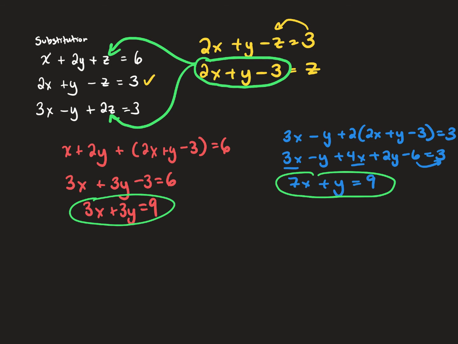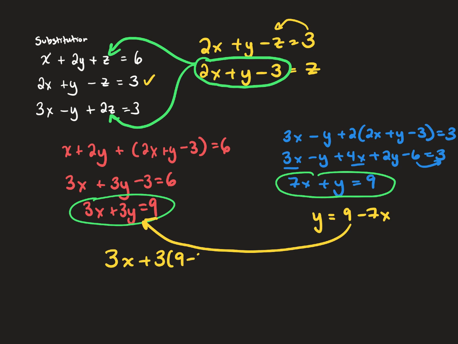Now, we could do elimination like we did before. We could also do substitution. We substituted here for one variable and plugged it in. We could do the same here. Easiest would be this one: y equals 9 minus 7x, and plug that in over here. So we get 3x plus 3 times 9 minus 7x equals 9. 3x plus 27 minus 21x equals 9. So that's negative 18x plus 27 equals 9.